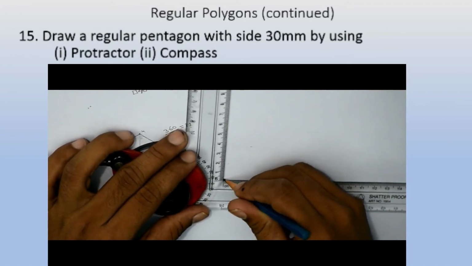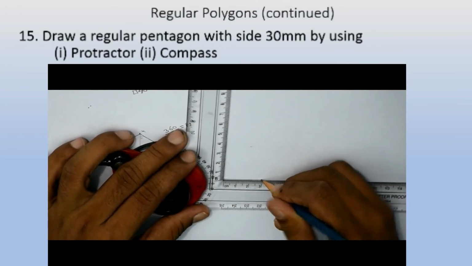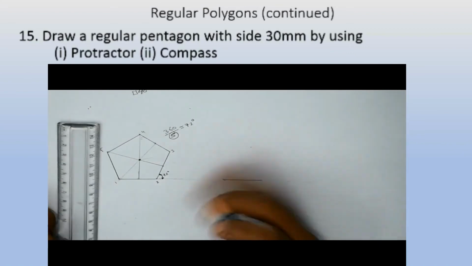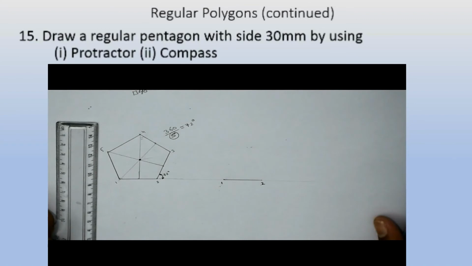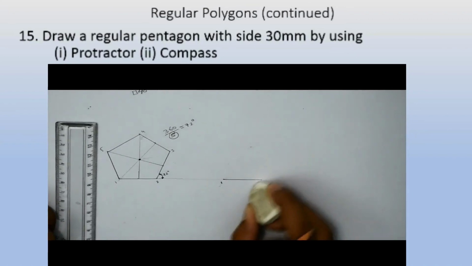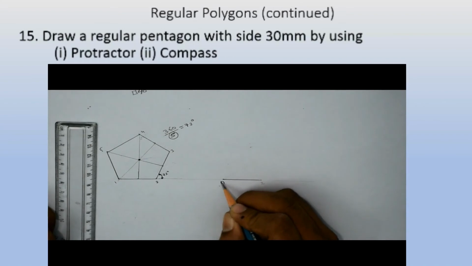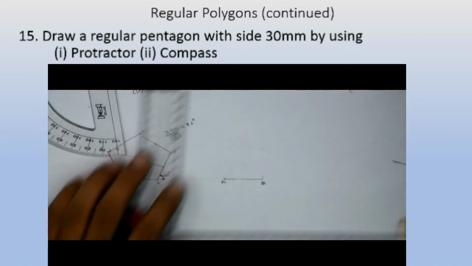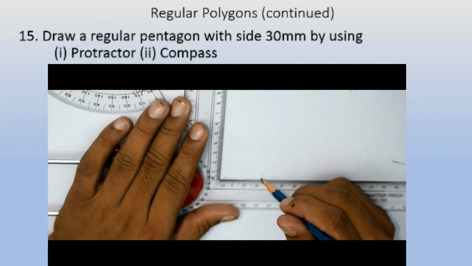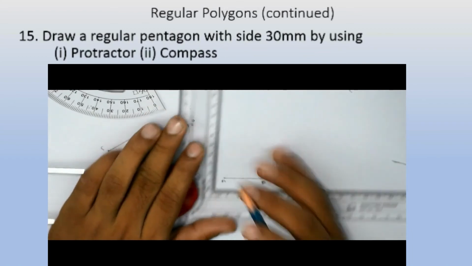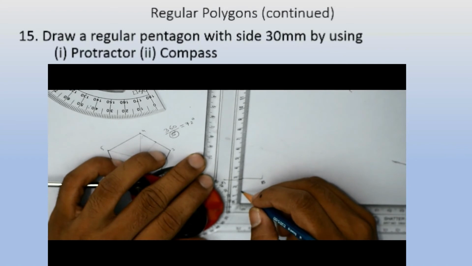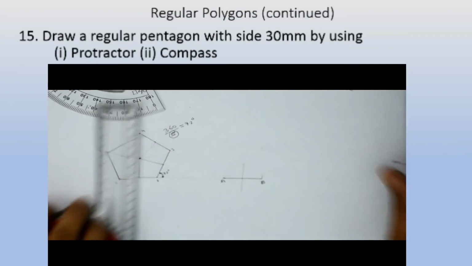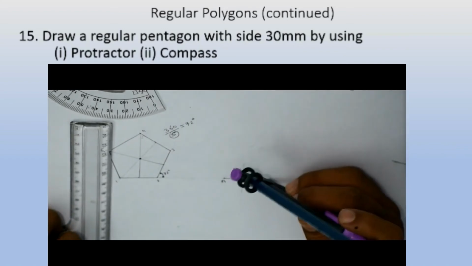So here I will take the first line, here the 30 mm line. Now I will name them as A and B. You can name them 1 or 2 also. So A and B will be better. And I will bisect this line. I'll take the half distance and I will draw one more line at the center. Length doesn't matter here. Just take one more line.